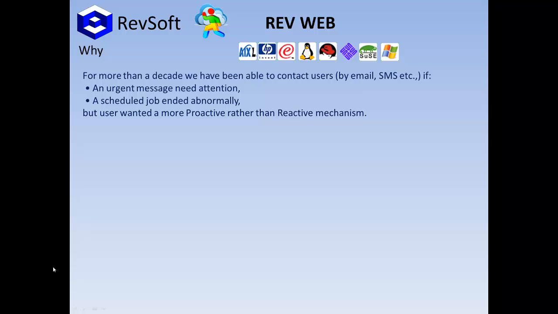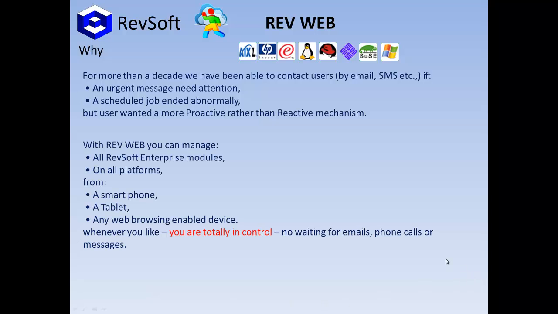For more than a decade, we've been able to contact users by pages, emails, SMS, text-to-speech, etc. if they had an urgent message or a scheduled job that completed abnormally. But our users have always wanted a mechanism that allowed them to be more proactive rather than reactive, to give them greater control. With REV WEB, you can manage all RevSoft enterprise applications on all platforms from a smartphone, tablet, basically any web browsing enabled device. As you can now connect anytime from anywhere, you are totally in control of all automation on all platforms.